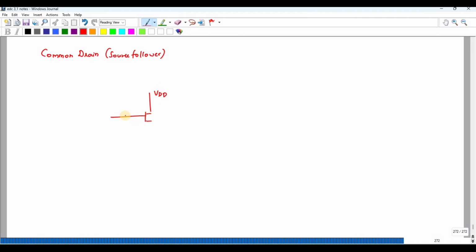So this is your VDD, and from the source we are taking the output. Okay, so from the source we are taking the output. And this is your VI.